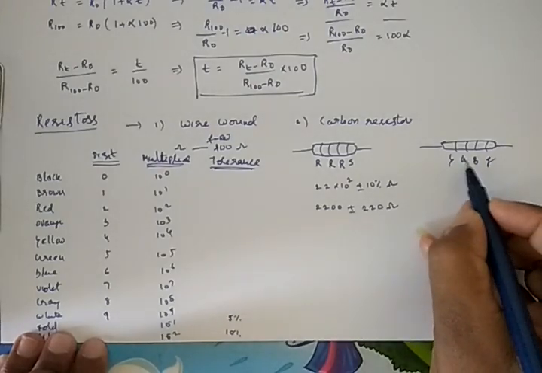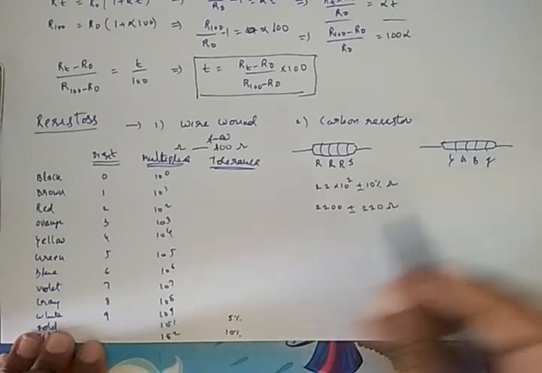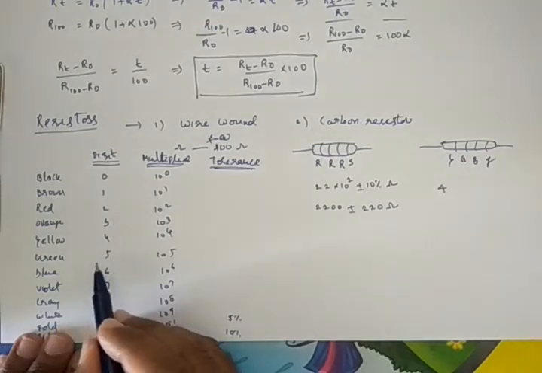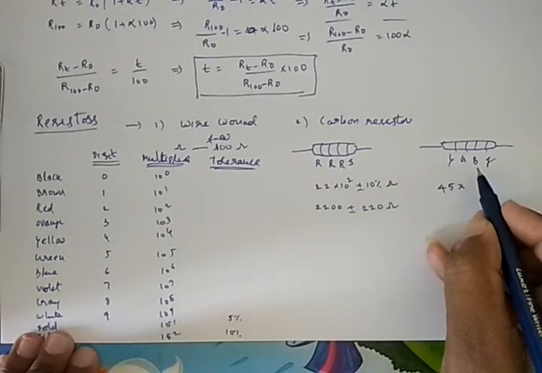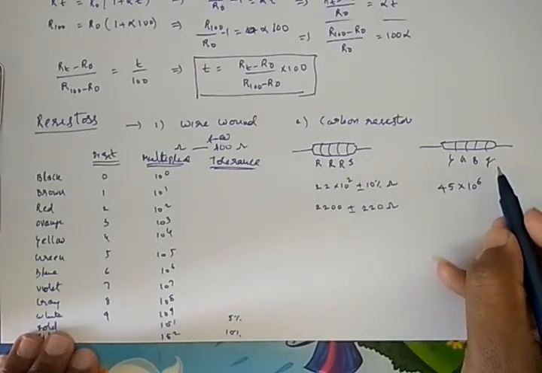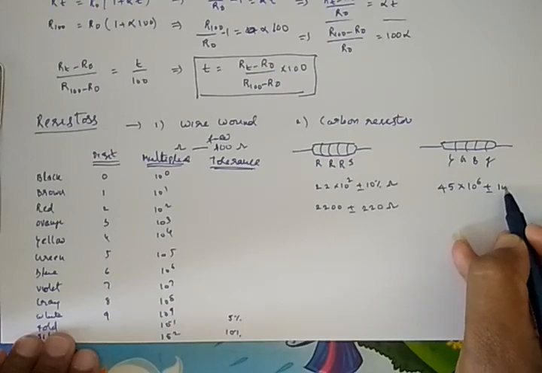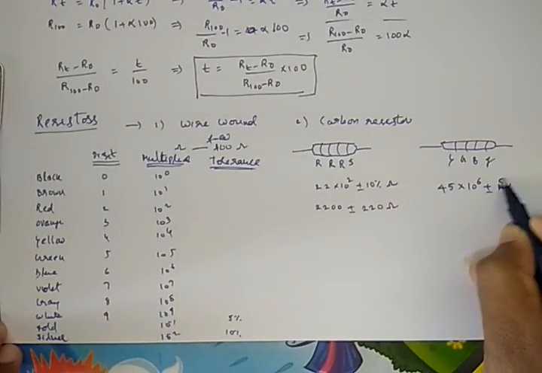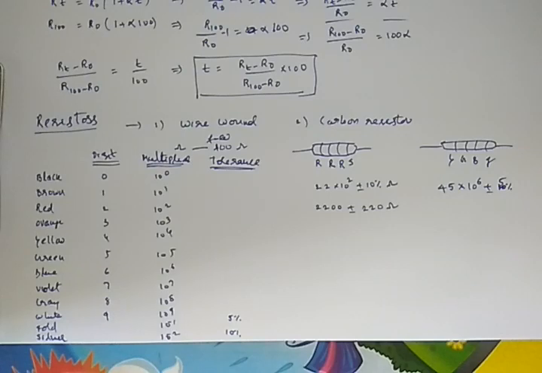The first two give the significant figures. The first color is yellow. Look at the yellow number. It is 4. The next color is green, that is 5. Next is the multiplier, that's blue, which is 10 power 6. Then the final color is gold, that is the tolerance. Sorry, for gold it is 5%, not 10%. 5% is the tolerance. So 5% ohm.